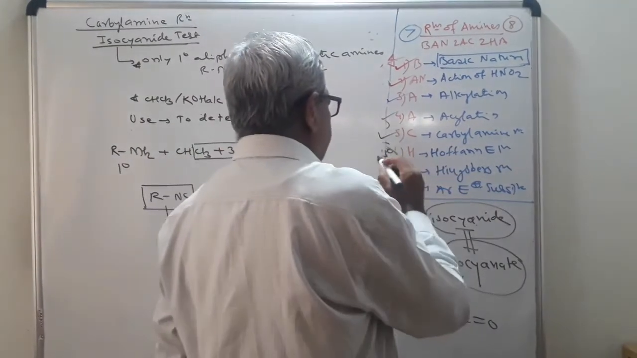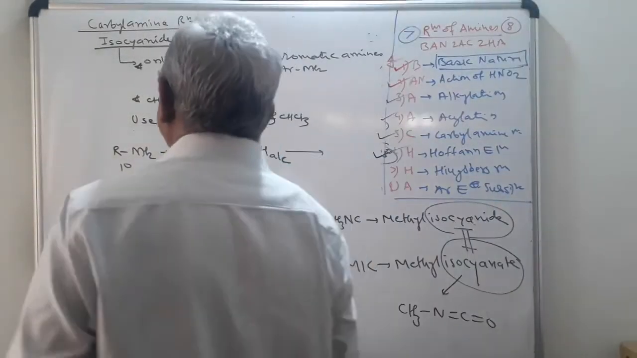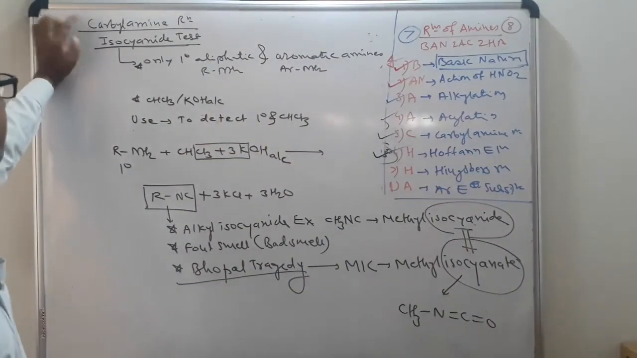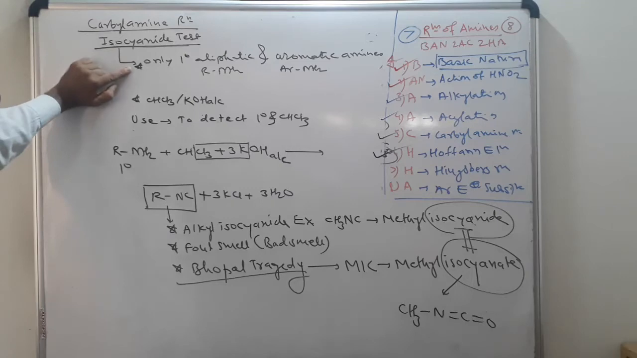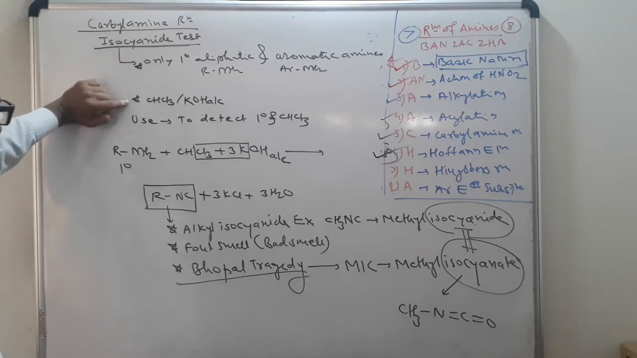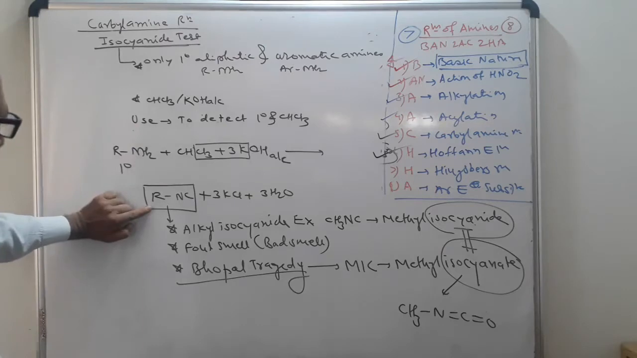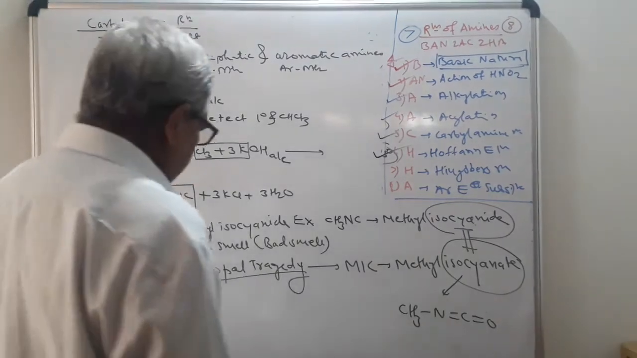So we completed the carbylamine reaction. Next reaction is Hofmann elimination. But before that, take the revision on the carbylamine reaction. It is also called the Hofmann carbylamine reaction. It is also known as the isocyanide test. It is shown by only primary aliphatic and aromatic amines. The reagent used is chloroform and alcoholic KOH. It is used to detect the primary amine as well as chloroform. This is the RNC, alkyl isocyanide. You can prepare examples with R equal to CH3, R equal to C6H5. When it is CH3, methylamine, C6H5, aniline. Question will be on the Bhopal tragedy.